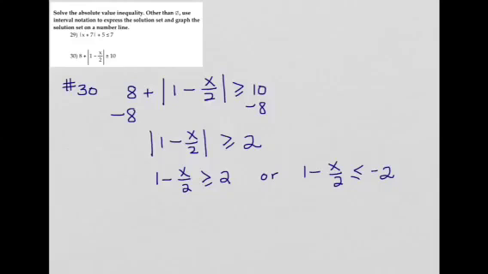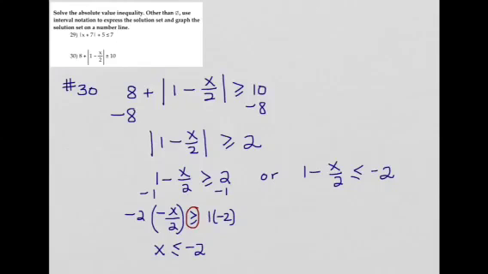To solve the first inequality, I'll subtract 1 from both sides, and I have negative x over 2 is greater than or equal to 1. And then I can multiply both sides by negative 2. But remember, when you do that, you have to flip the inequality because we're multiplying by a negative. And I get x is less than or equal to negative 2.